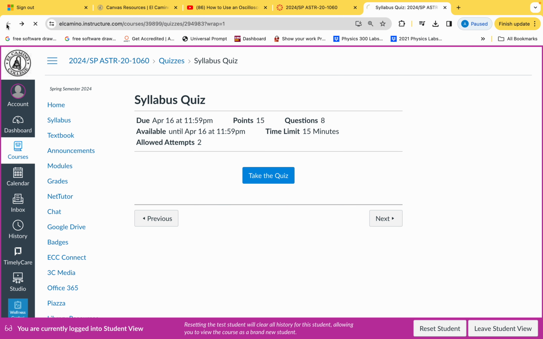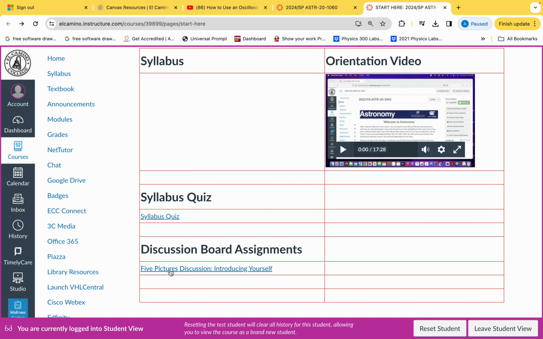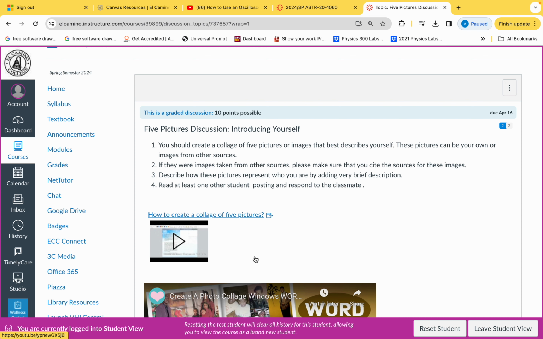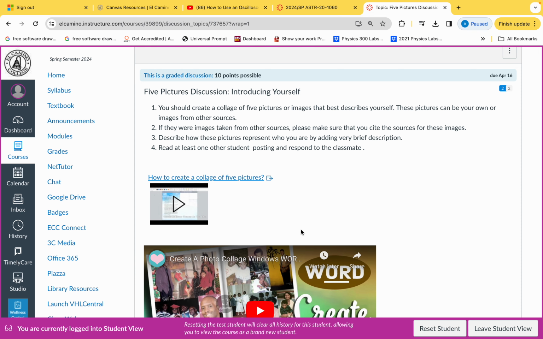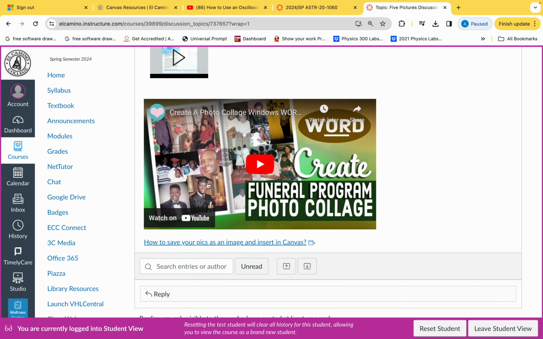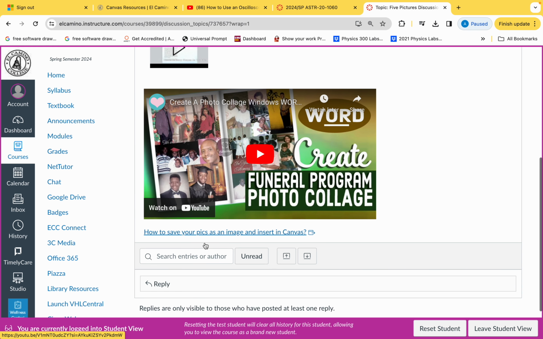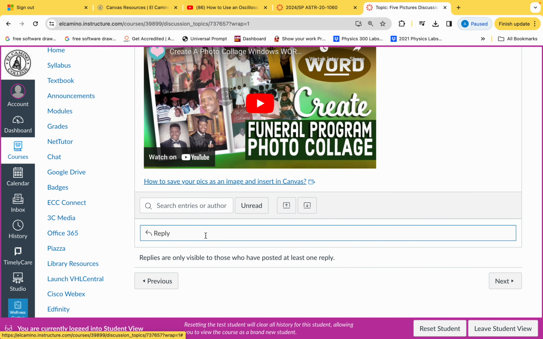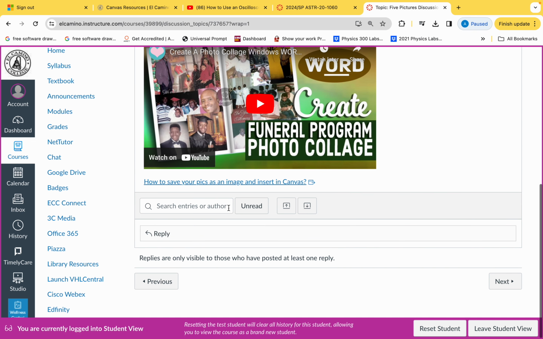Then this is the quiz. This is the syllabus quiz. This one is the 5 pictures and discussion board, and this is the only discussion that is going to be with the whole class. With the whole class you're going to introduce yourself. I'm adding here some videos on how to create a photo collage. Also, I added a video on how to insert pictures in Canvas. And there are more, by the way.